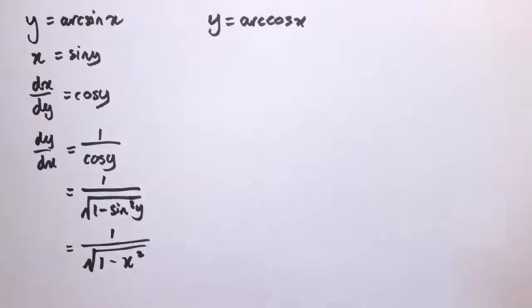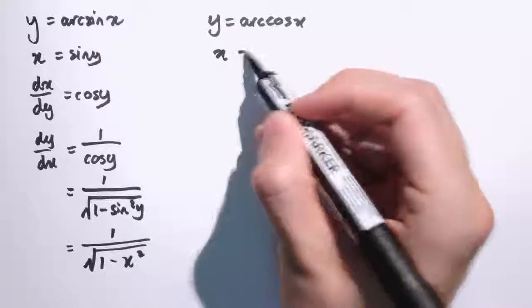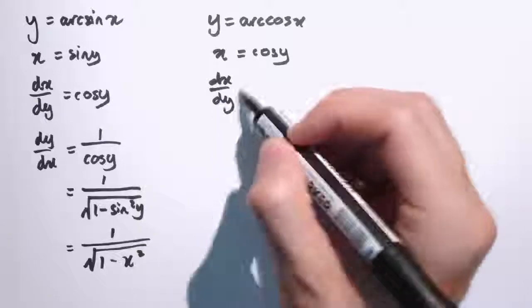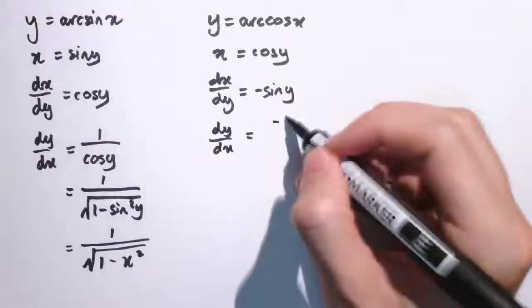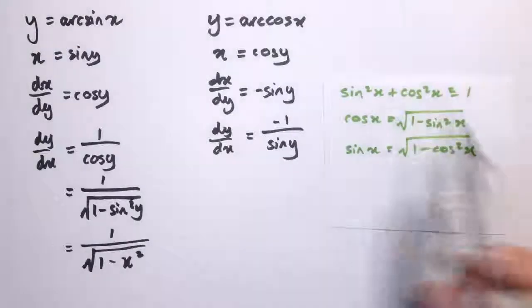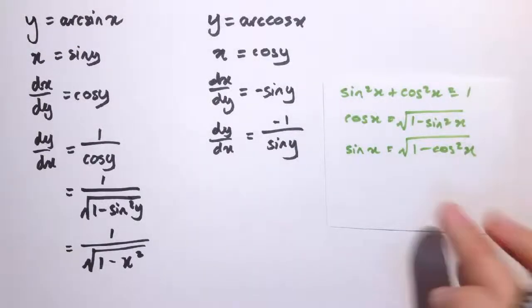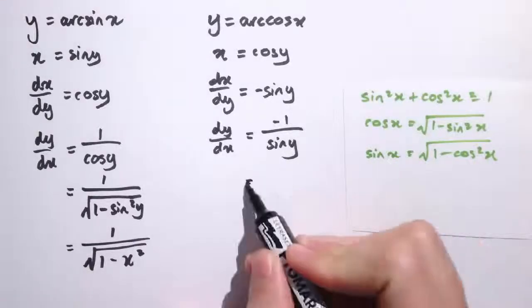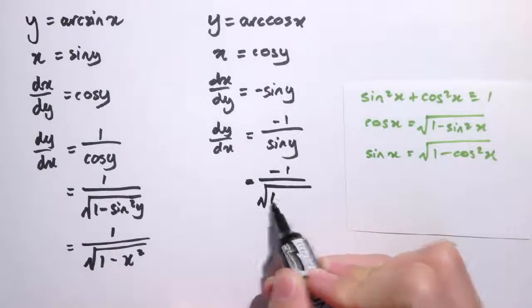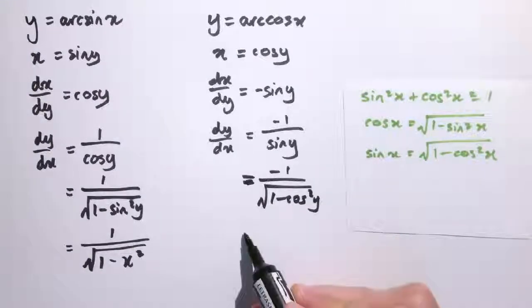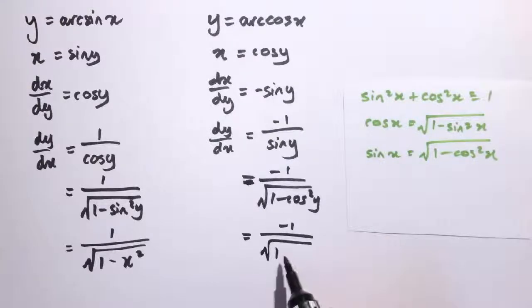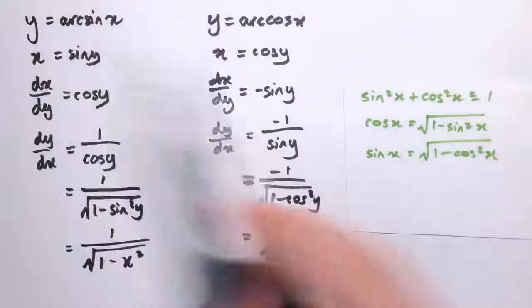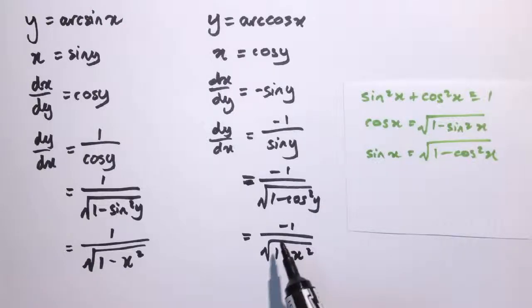Do something almost exactly the same for y equals arccos x, and write x equals cos y, then dx by dy equals minus sine y, and so dy by dx is minus 1 over sine y. And another way to rearrange this identity is as sine x equals the square root of 1 minus cos squared x. So this will give us minus 1 divided by the square root of 1 minus cos squared y, and cos y was x, so cos squared y is x squared, and this is minus 1 divided by the square root of 1 minus x squared. So the derivatives of arcsine and arccos are very similar, the only difference being this one is minus and this one is plus.